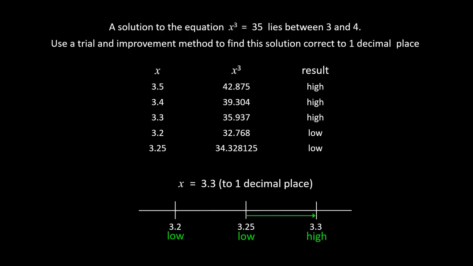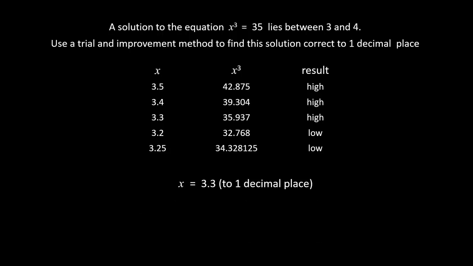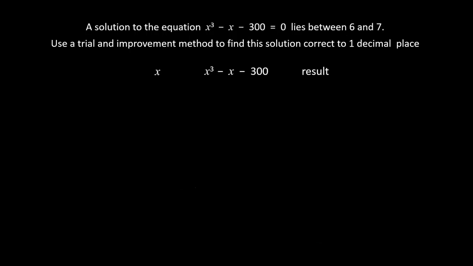Now lots of people remember this as: you get your numbers 3.2 and 3.3, one too low, one too high. You then try the middle, 3.25. If the middle is too low, we go up, and if the number in the middle was too high, then we go down. That's one way of thinking of it. And once again, what you would write in the exam is just that. Okay, let's have a look at a couple more.